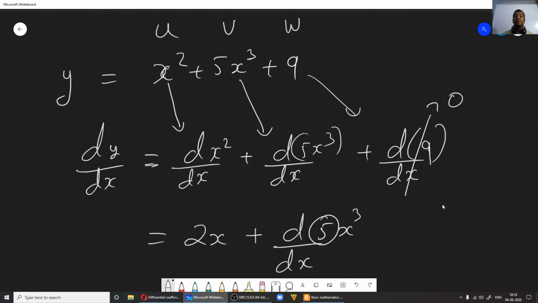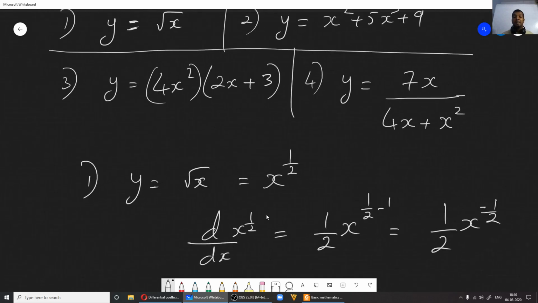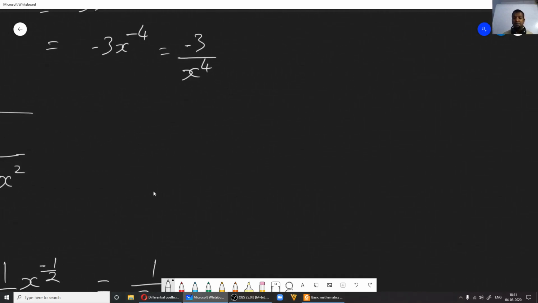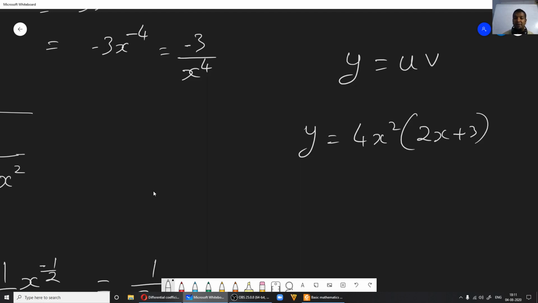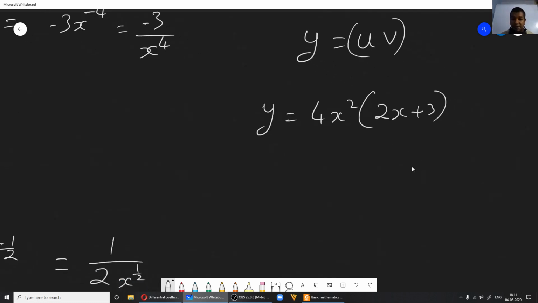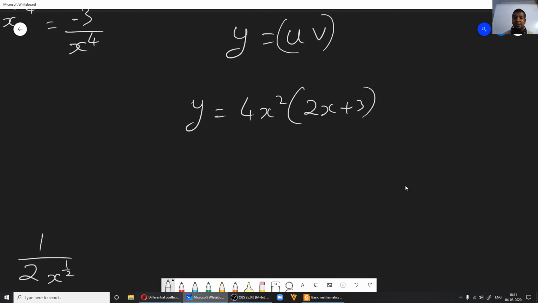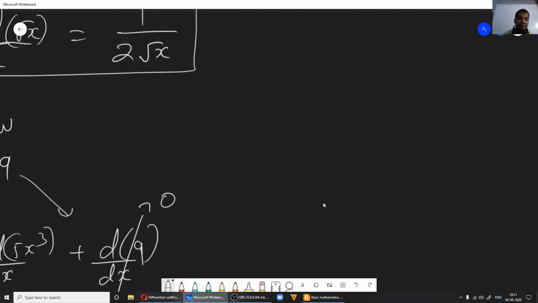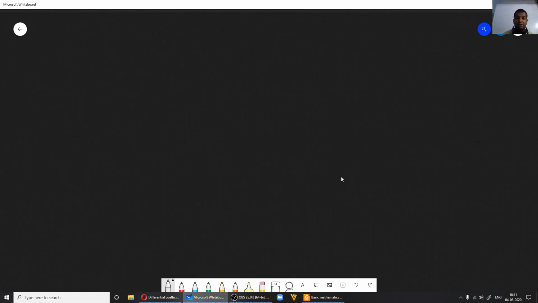All right, fine. Now if you look at the next problem, they have given y is equal to 4x square into 2x plus 3. Here you can solve this in two ways. I'll solve by considering y as a product of two functions of x, u and v. U is 4x square, v is 2x plus 3. You can simplify this and solve. If you simplify, you'll get 8x cube plus 12x square. Then do whatever we did here, and cross check.